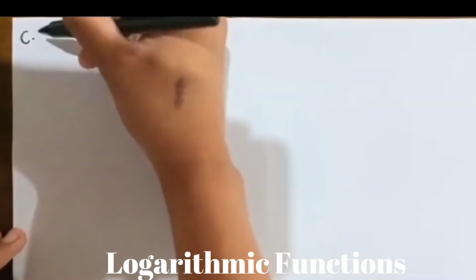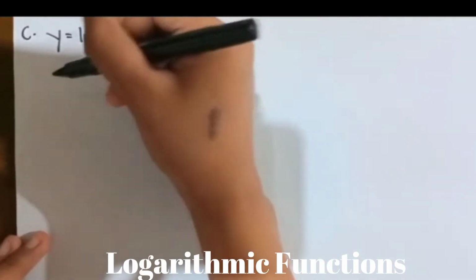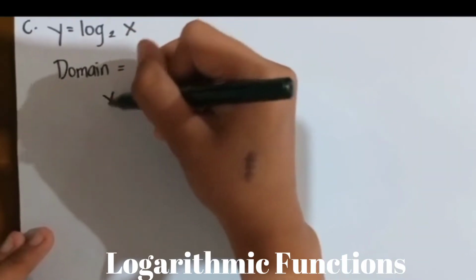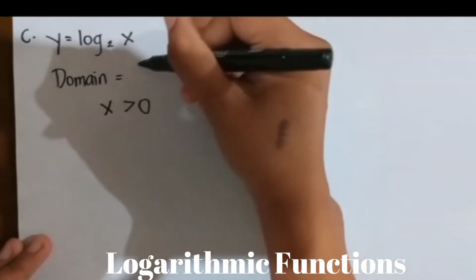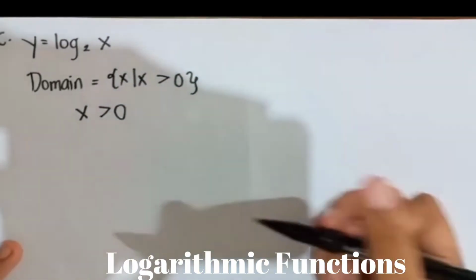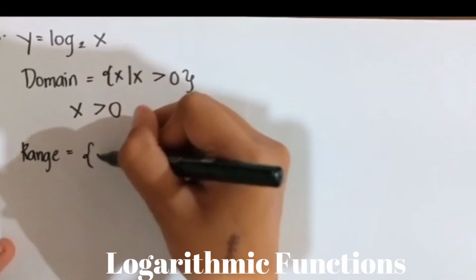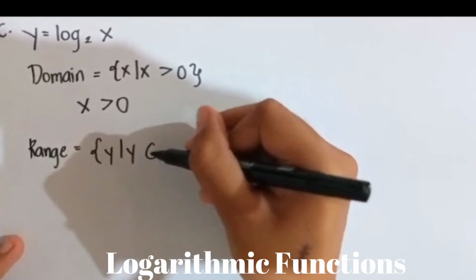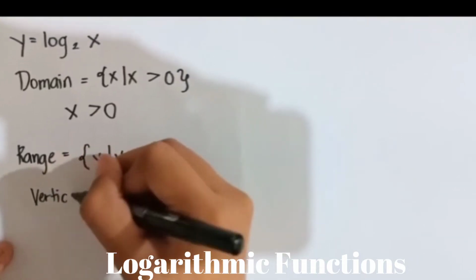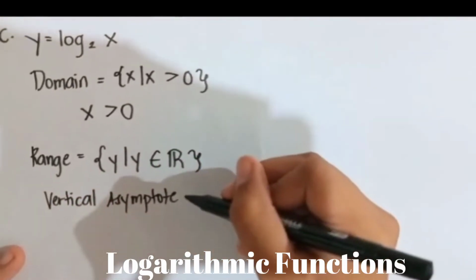Letter C, another example. y equals log x to the base of 2. To find the domain, we follow the procedure. x must be greater than 0, so the domain will automatically be {x | x > 0}. To find the range, it will be the same as the first and second examples, {y | y is a real number}. And the vertical asymptote will be x equals 0, which came from the domain x is greater than 0.